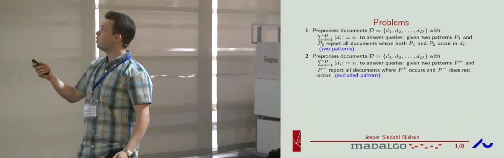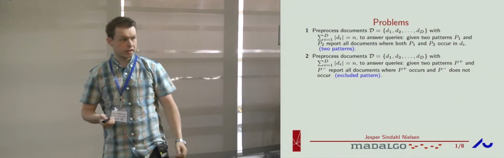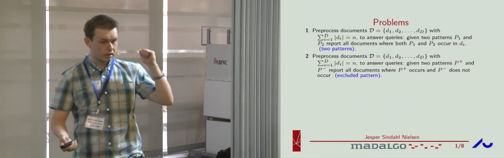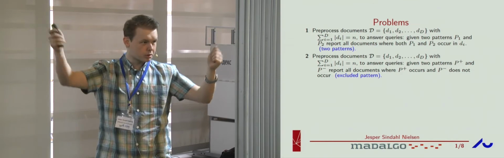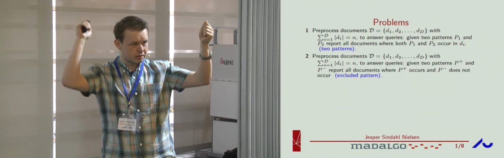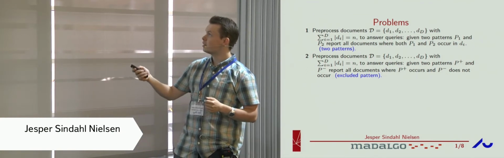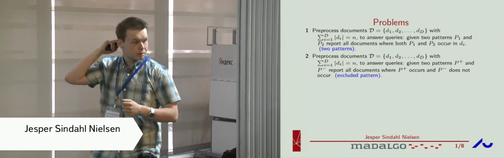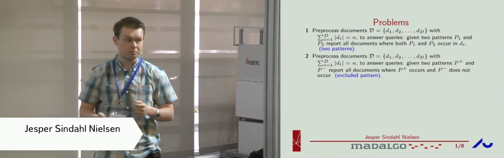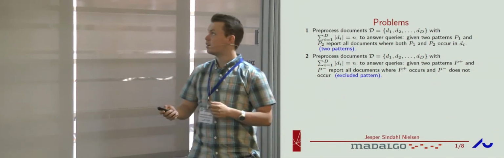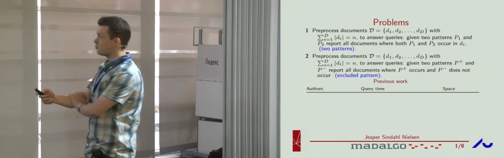The first one can be used for, say, indexing XML documents with tags, comma values, or something like that. You want to find all the tags that contain certain texts or something similar to that. And the second problem is something you see used in search engines from time to time. All right, so let's talk about some previous work.